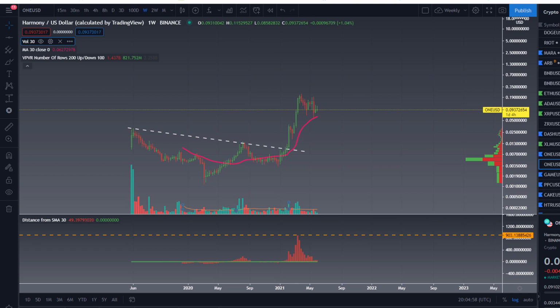I've got a little lesson for you today. I love learning things, and I've just learned something new about chart analysis. I'm going to use the Harmony One chart just to outline what I've learned, when you should have bought it, and when to sell it. So stick around, and we'll learn a little thing or two together.